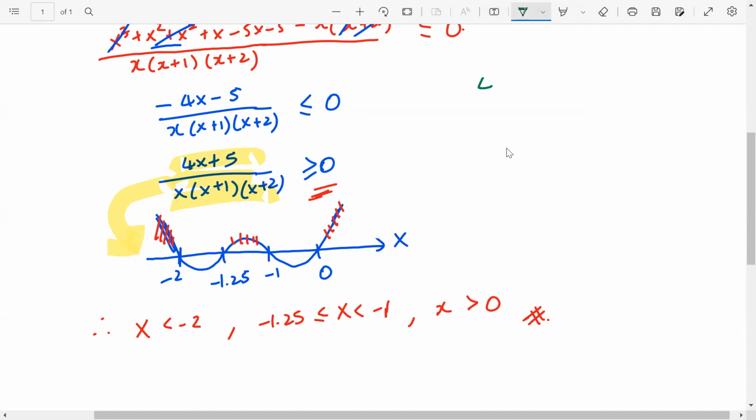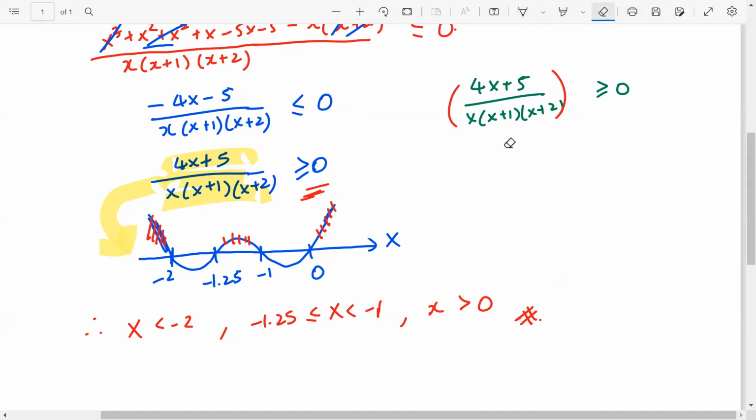So in a way, what happened is that 4x plus 5 over x plus 1, x plus 2, we know it's greater or equal to 0, right? So imagine you are multiplying this part. Maybe I shouldn't do this here. Let me rewrite, let me find another space to write. So let's say you are taking 4x plus 5.